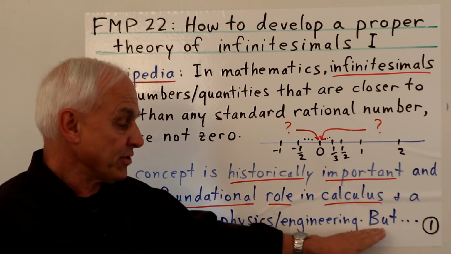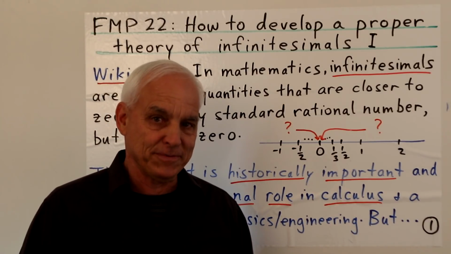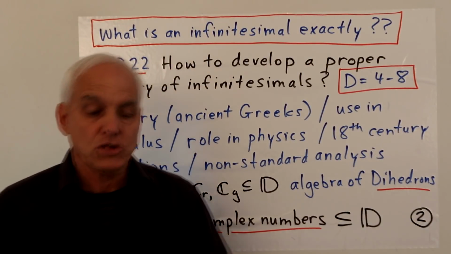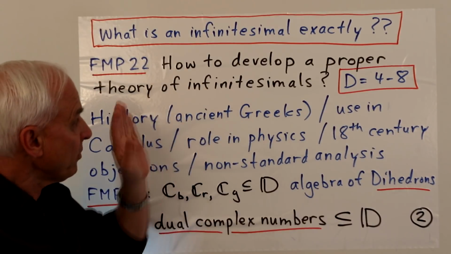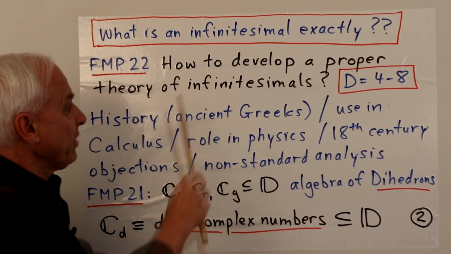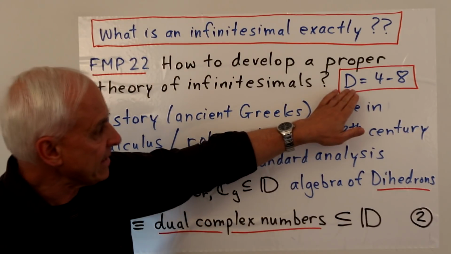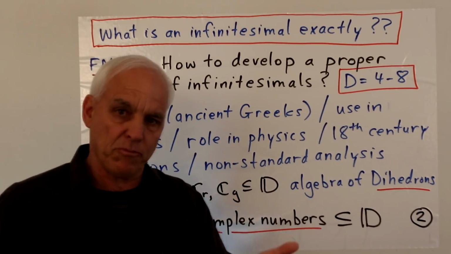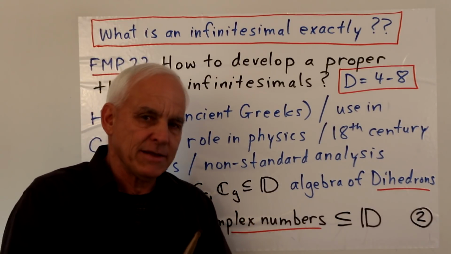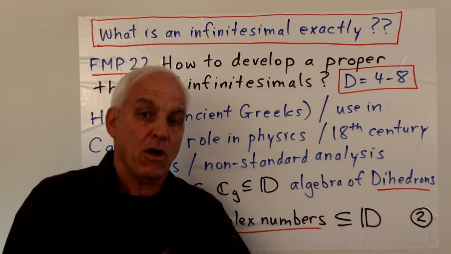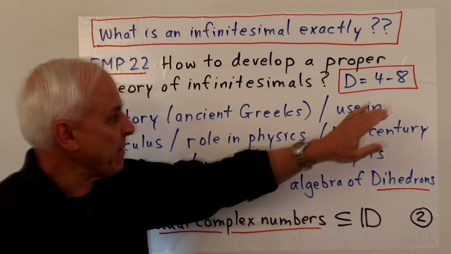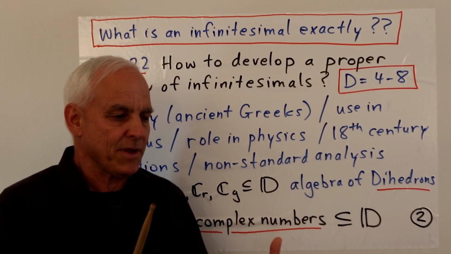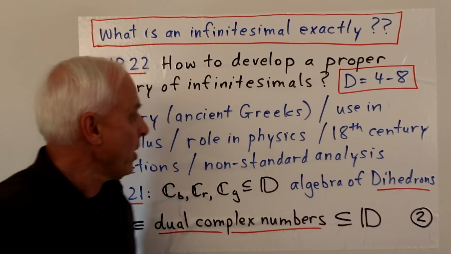But there is a natural question with this, of course. The question is, what is an infinitesimal exactly? So in this famous math problem, we're going to frame it this way. The problem is how to develop a proper theory of infinitesimals. And I rate this at a difficulty level somewhere between 4 and 8. In some sense, it's a solved problem. So I'm going to show you something that's known, even though it may not be well known. But there's also aspects of it which are, in some sense, still unsolved. So this is a strange kind of problem.